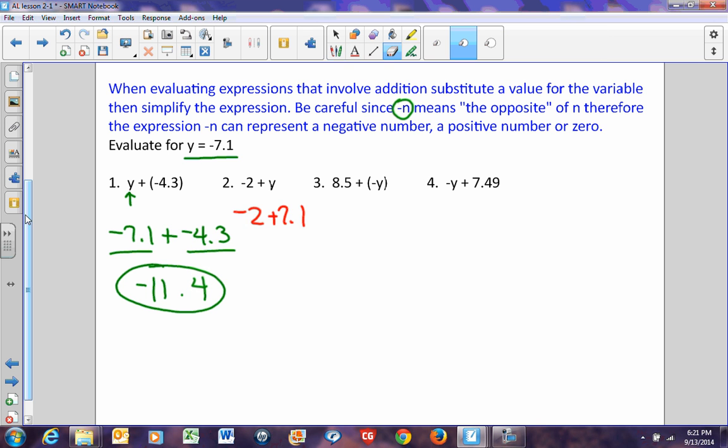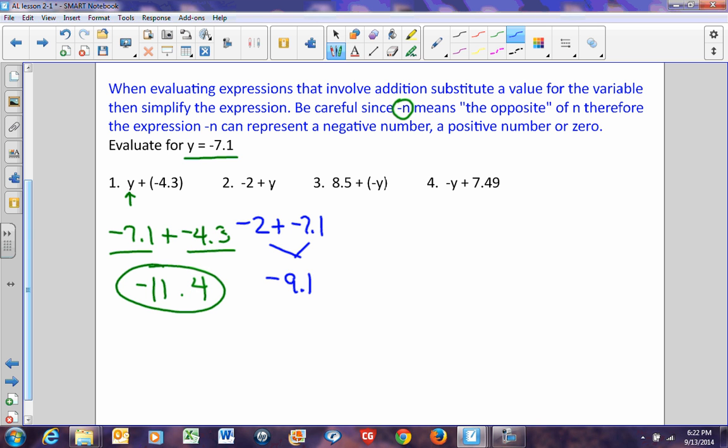If we look at problem number 2, I have -2 minus y, so -2 minus 7.1. Let me start that again. -2 plus -7.1. There we go. That's better. Same signs. They're both negative, so I can add them together. I add these two numbers together, I get -9.1. Same sign, add and keep the common sign.